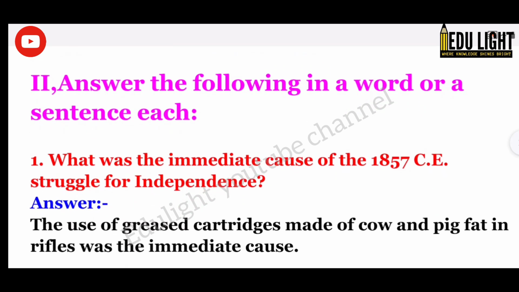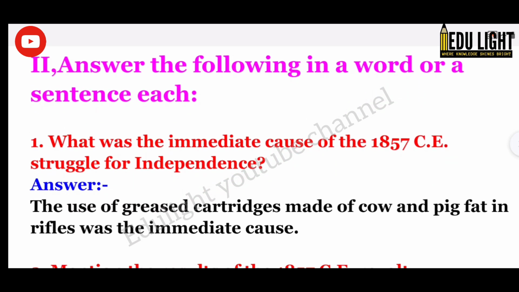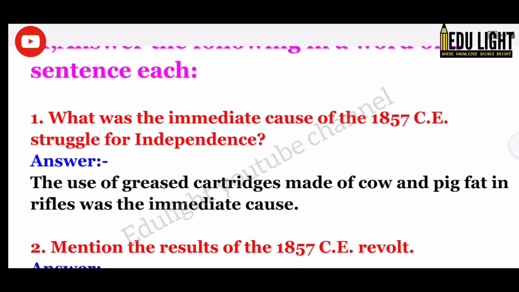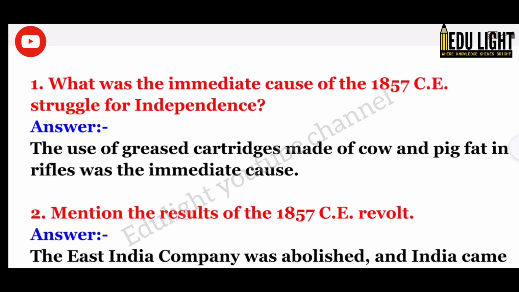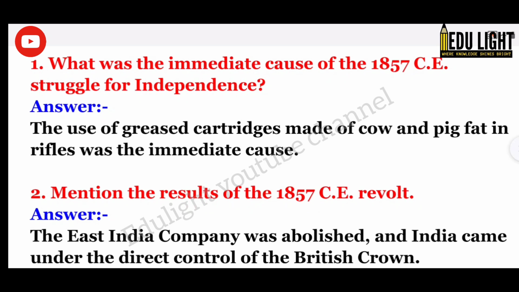2. Mention the results of the 1857 CE revolt. Answer. The East India Company was abolished, and India came under the direct control of the British Crown.